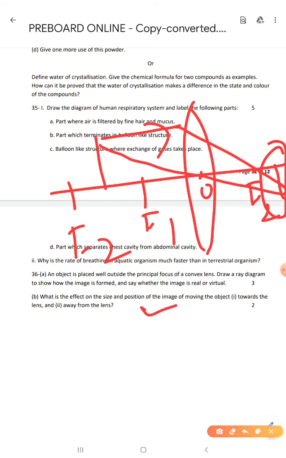Next thing that was asked: what is the effect on the size and position of the image of moving the object towards the lens and away. अब अगर object को यहाँ से अंदर ले जाएंगे तब image कैसी बनेगी, पहली बात. ठीक है, जब focus पे जाएगी तो infinity पे बनेगी. फिर और अंदर अगर हम ले जाएंगे तो उस टाइम पे फिर virtual और erect बन जाएगी, same side image बनती है. और अगर पीछे को ले जाएंगे तो वो real inverted रहेगी, like that. और image किस तरीके से आगे पीछे बढ़ती है.